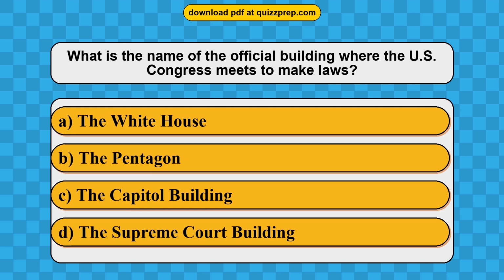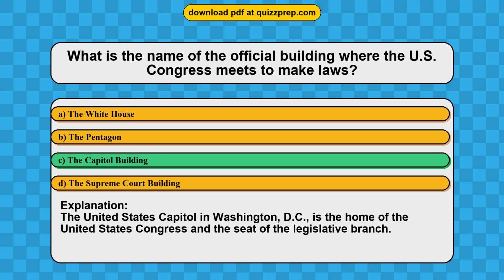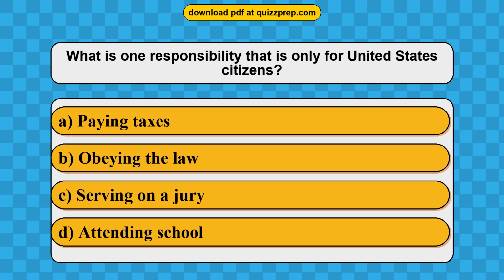Question 72. What is the name of the official building where the U.S. Congress meets to make laws? Option A, the White House. Option B, the Pentagon. Option C, the Capitol Building. Option D, the Supreme Court Building. The correct answer is option C, the Capitol Building. The United States Capitol in Washington, D.C., is the home of the United States Congress and the seat of the legislative branch.